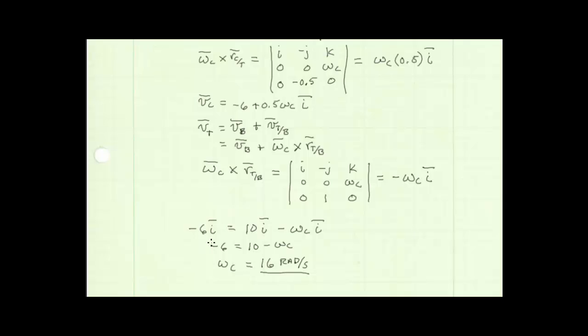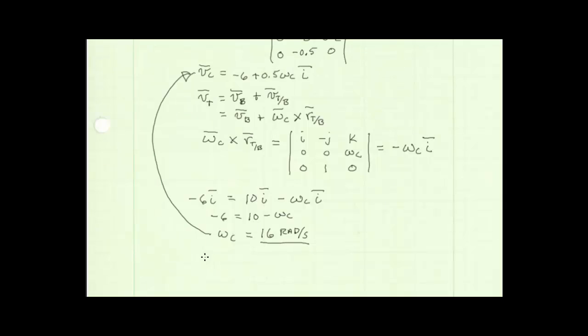Now we can take this and plug it back into this equation to find what the velocity of the center is. So the velocity of the center is equal to minus 6 plus 0.5 times 16, all in the I direction, which is equal to minus 6 plus 8, which equals 2 meters per second to the right.